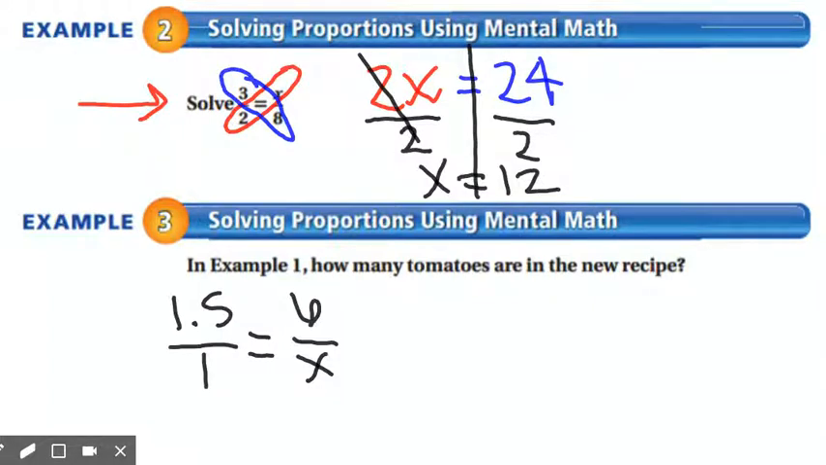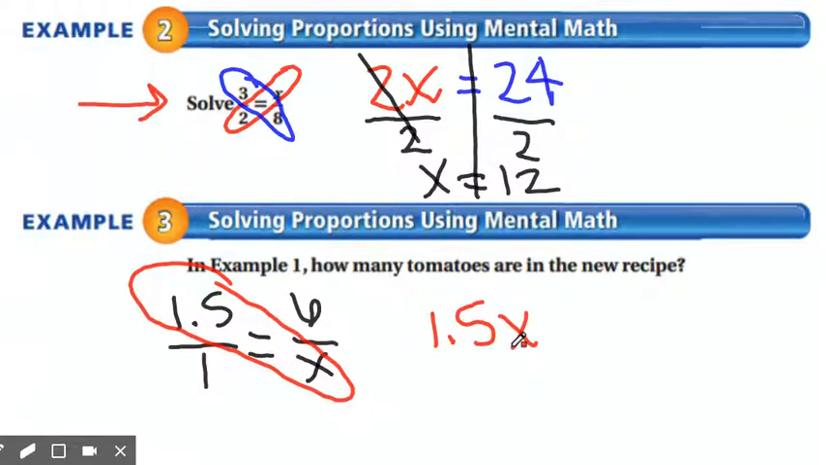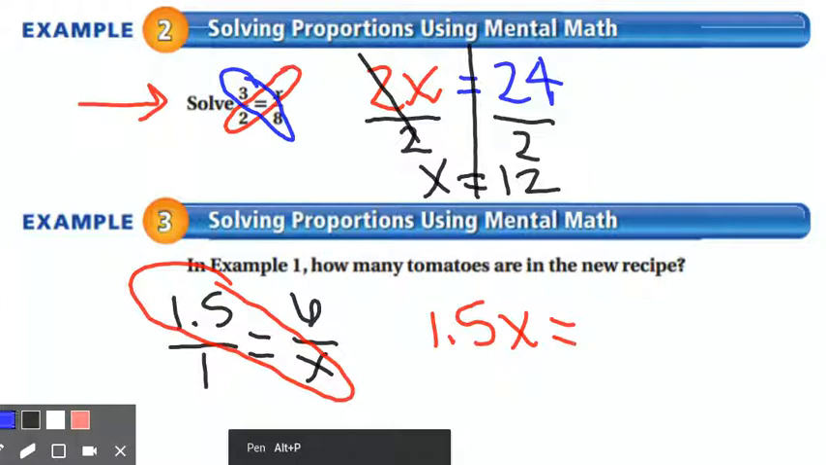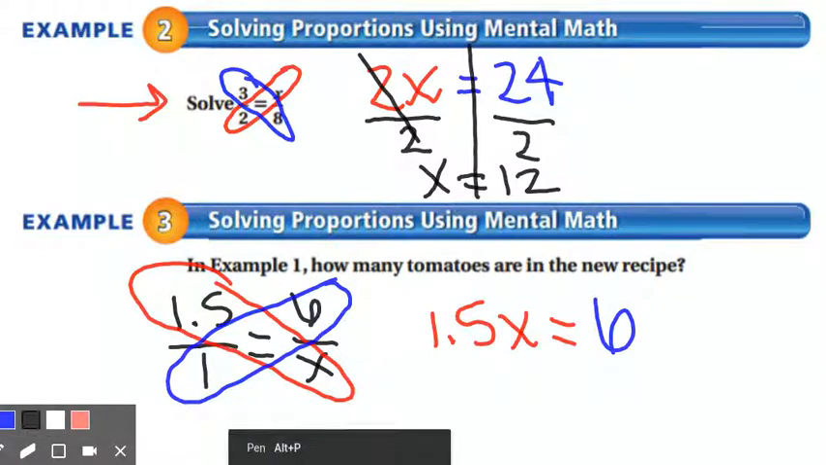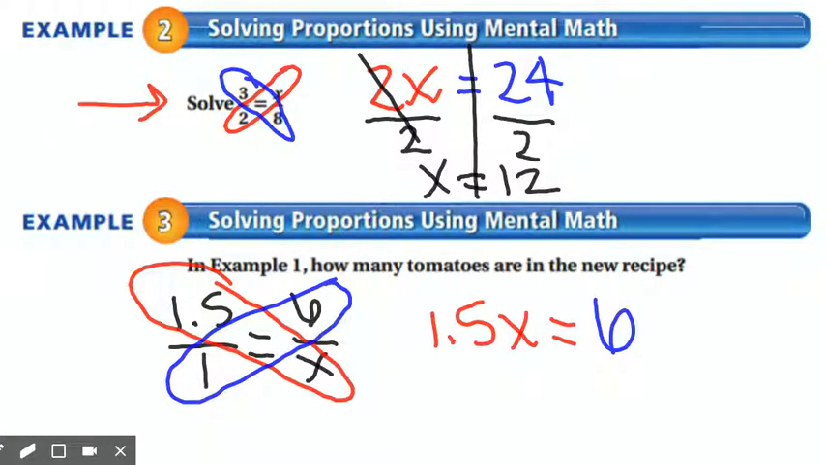Now, like I said, I like to cross with our x first, or whatever our variable is. So if I cross it this way, I have 1.5 times x, which is 1.5x equals, and then we're going to cross the other way. All right, 6 times 1 is 6. Now, just like before, change colors of my pen, we're going to have to go ahead and solve for this. So, line down the middle. The opposite of multiplying by 1.5 is dividing by 1.5.